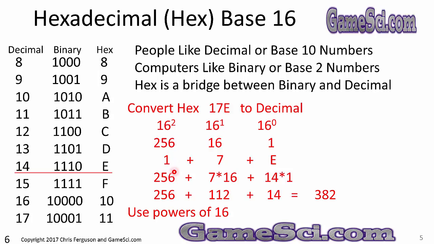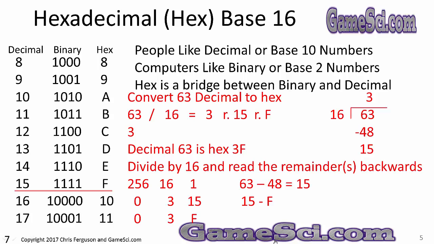This is 1 times 256. This is 7 times 16. This is 14, which is the decimal equivalent of E, times 1. Do the math. 256 plus 7 times 16 plus 14 times 1 is 256 plus 112 plus 14. That's 382. Hexadecimal 17E is decimal 382. That's using powers of 16 to convert hex to decimal. Remarkably similar to how we converted binary to decimal. We wrote down the binary number under powers of 2, and we were able to convert binary to decimal.